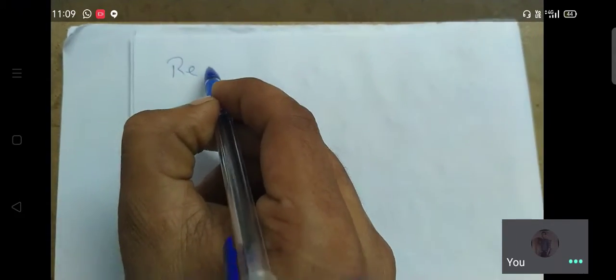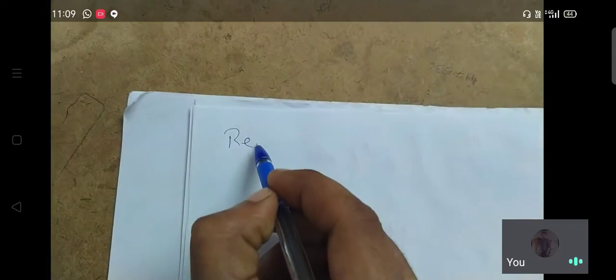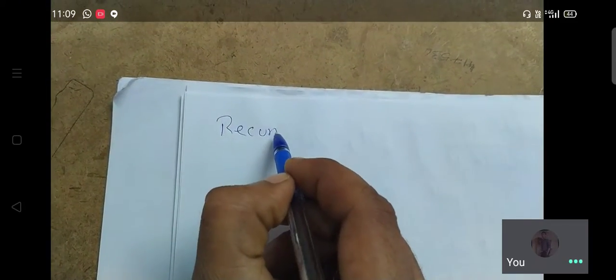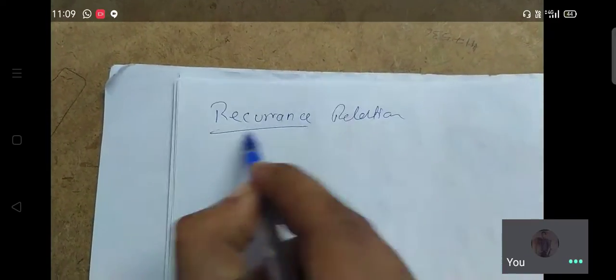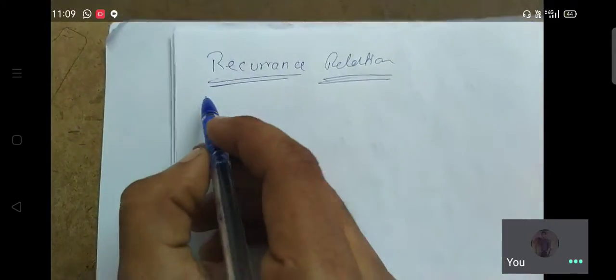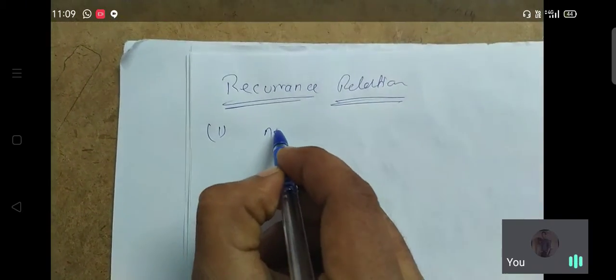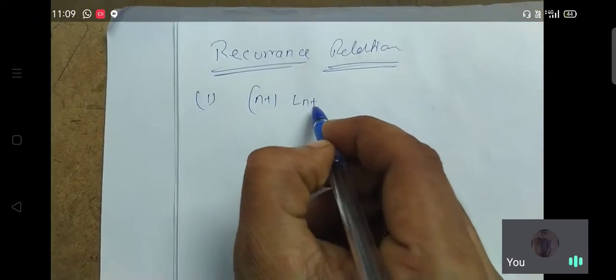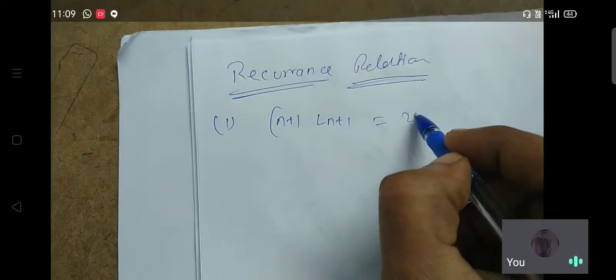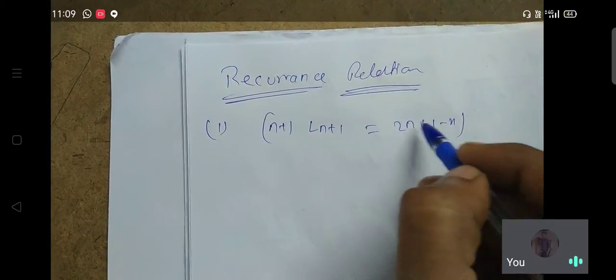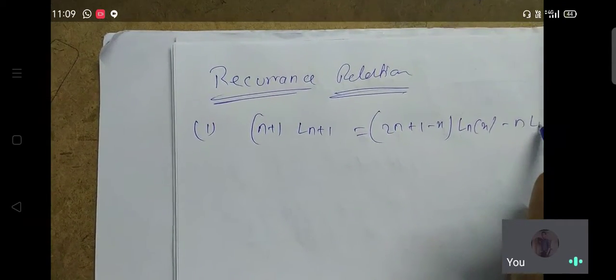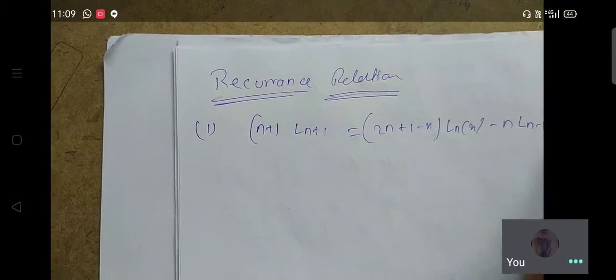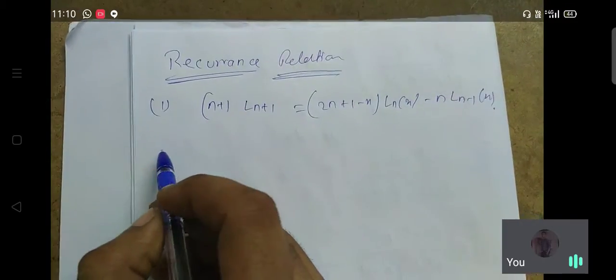So the last topic of Laguerre polynomial is the recurrence relation. We have to find out that (n + 1) L(n+1) is equal to (2n + 1 - x) Ln(x) minus n L(n-1)(x). We have to find out this thing.